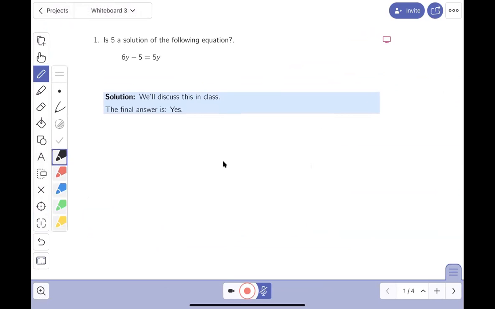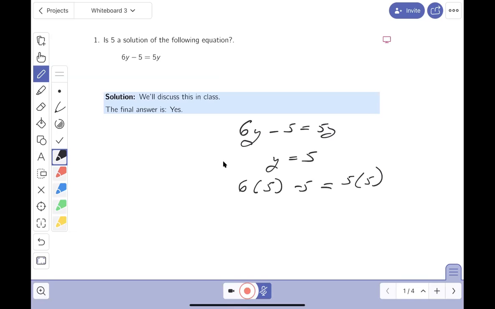Well, let me write down the equation. The equation 6y minus 5 equals 5y. And their question, is y equals 5 a solution to that equation? Well, what we want you to do is verify that it's either true or not true. So let's write this down. What I would do is I'd plug it in. I believe y is 5. And wherever I see y, I'm going to put the 5 down. And let's do the arithmetic. Excuse me. 6 times 5 is 30.